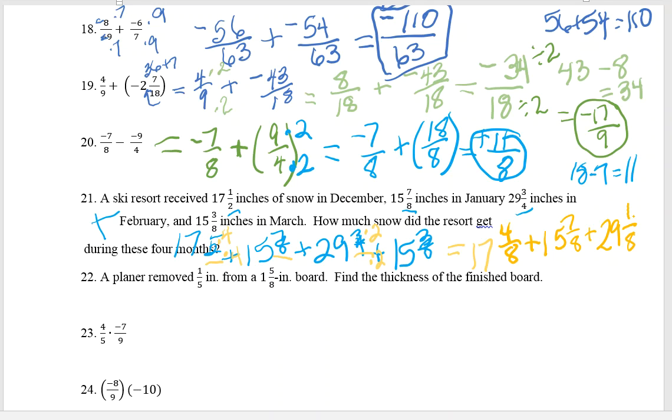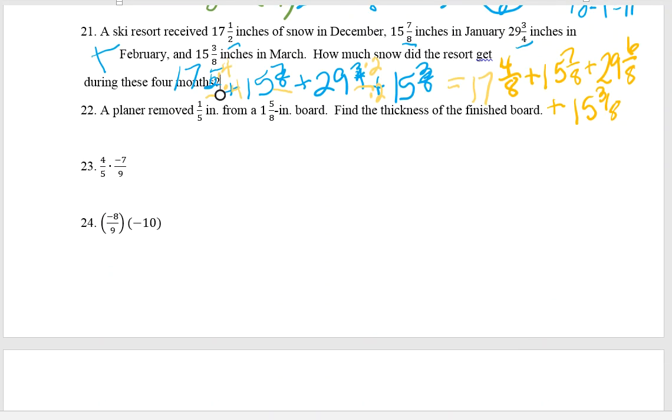3 times 2 and we got 6. And I'm running out of room, so we'll have to move down. We're leaving the 15 3/8. So I'm actually going to borrow a little bit of the space below here. And I'm going to rewrite these in a different order, which might make more sense. So let's put them in a vertical order. So I have 17 4/8, 15 7/8, 29 6/8, and 15 3/8.